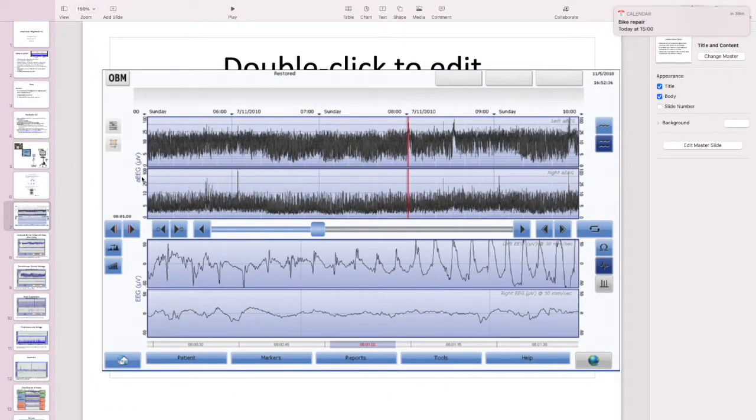So on the y-axis you've got the amplitude in microvolts here, and on the x-axis you've got time. And then you've got a left lead showing the actual raw EEG here, and a right lead showing the raw EEG. You also have some other things here that you can play around with.